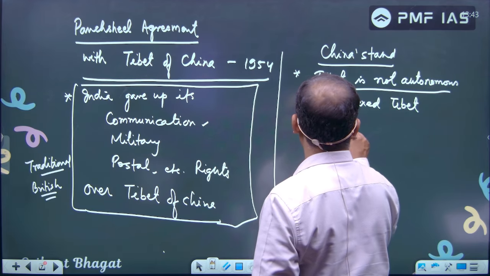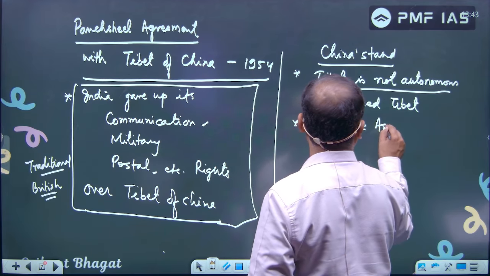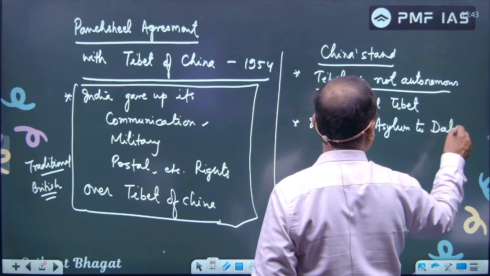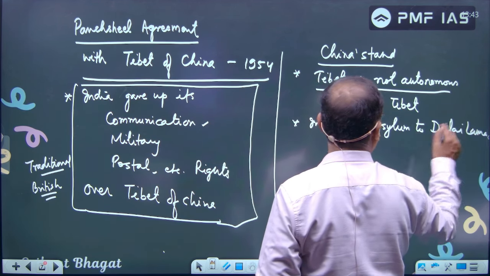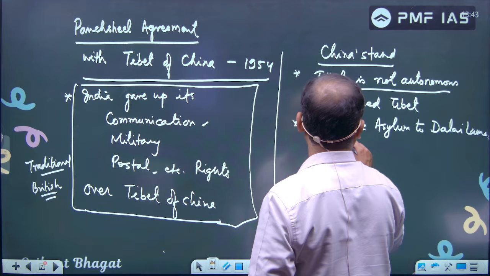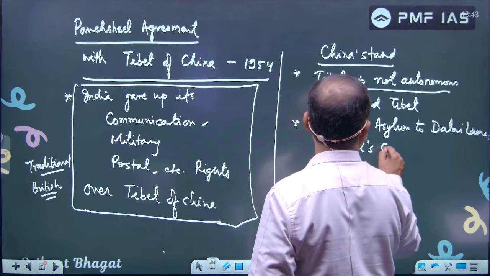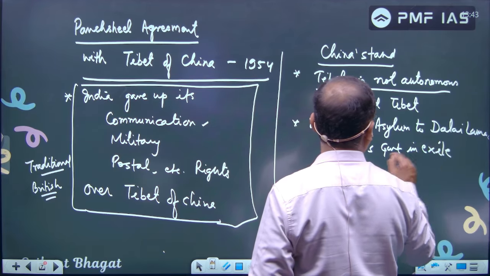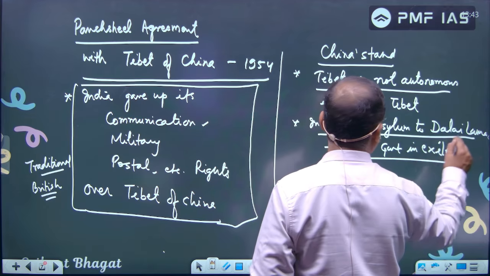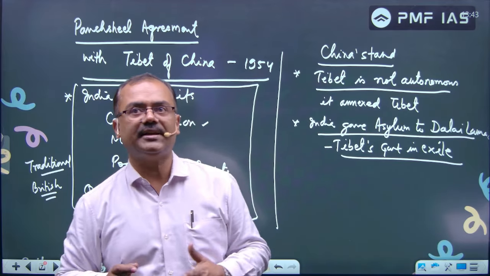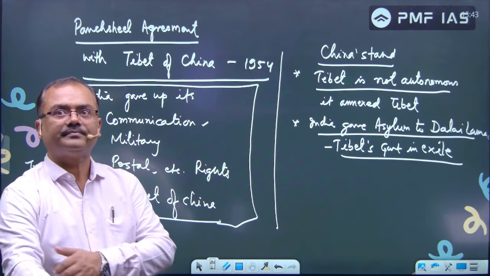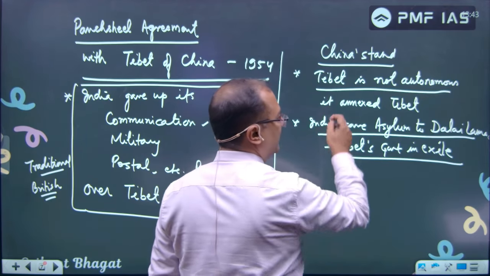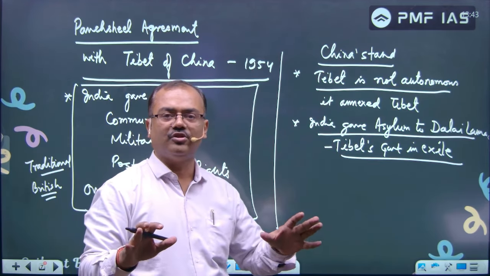India gave asylum to the Dalai Lama. Tibet's government in exile is at Dharamsala. Even today, Dharamsala is the seat of the Dalai Lama. Dharamsala, Himachal Pradesh. Okay. So India gave asylum to the Dalai Lama, but China says no, Tibet is not an autonomous region.